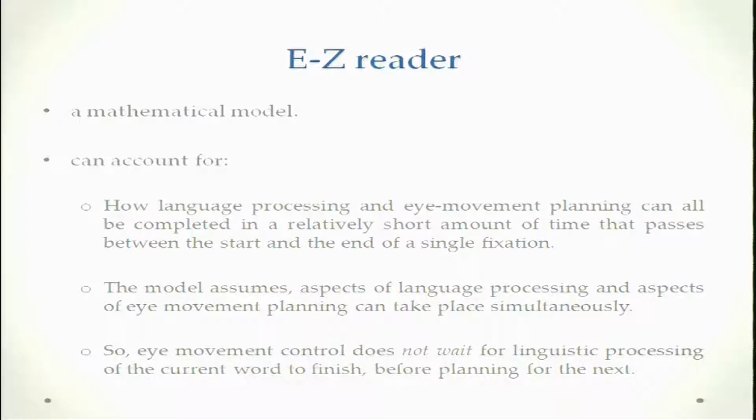So, E-Z Reader is a mathematical model. It basically can account for how language processing and eye movement planning can all be completed in a relatively short period of time. Remember, I was giving you this time period of around 100 to 125 milliseconds. The model assumes that aspects of language processing and aspects of eye movement planning can take place simultaneously. Also, it says that eye movement control does not really wait for the linguistic processing to complete, and it just moves on at its own pace, and the linguistic processes are trying to catch up all the time.